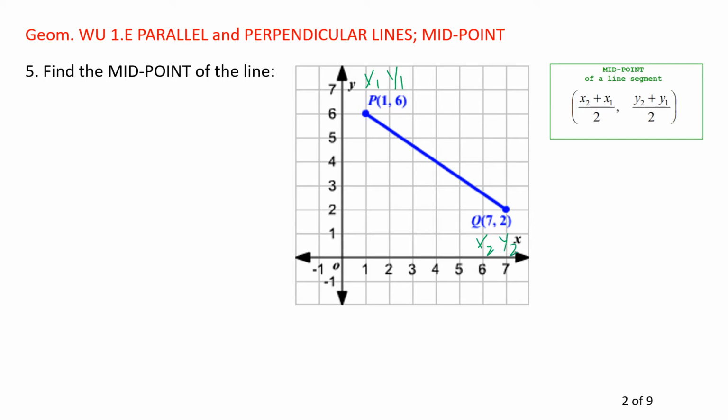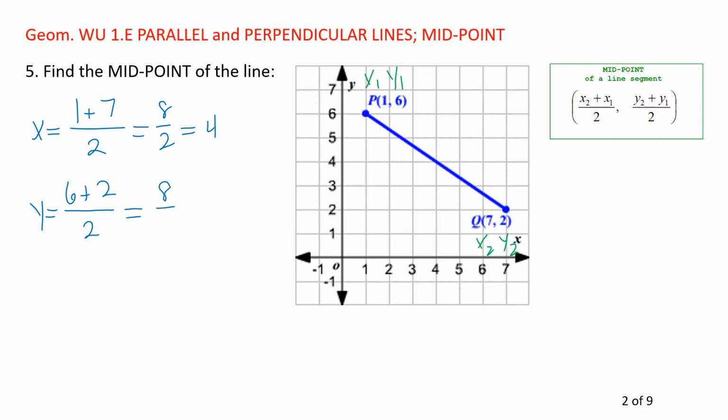The midpoint formula is pretty forgiving. Order doesn't really matter. I'm going to separate this to find x, and basically I'm going to add my x's and divide by 2. Now I'm going to do the same thing for the y's. Don't mix your x's and y's up.